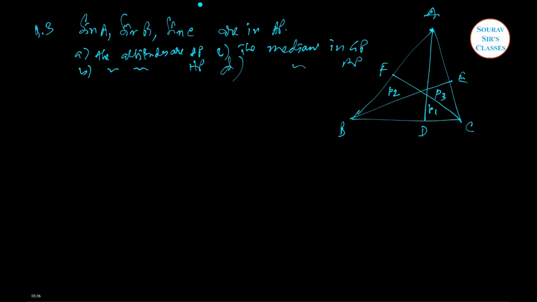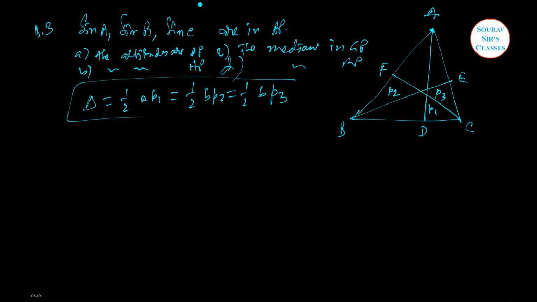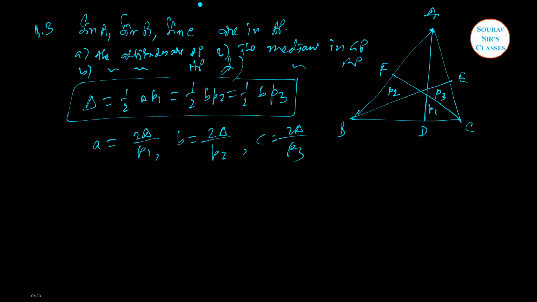So three altitudes we have, and according to the formula we know half into base into height, half into a into P1, that is equal to half into b into P2, and that is equal to half into c into P3. So the whole trick lies in the very first part. So a equal to what? You can write it from here, 2 delta by P1, b equal to 2 delta by P2, and c equal to 2 delta by P3.